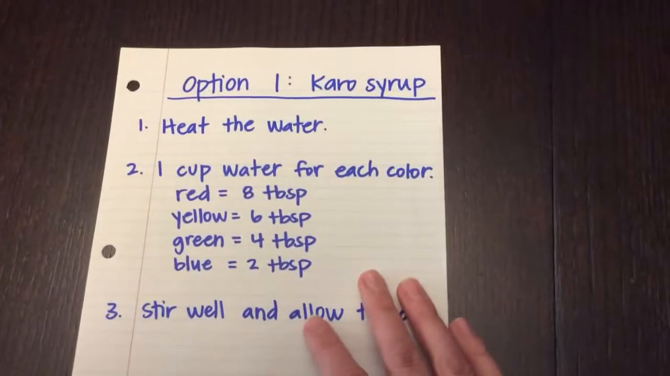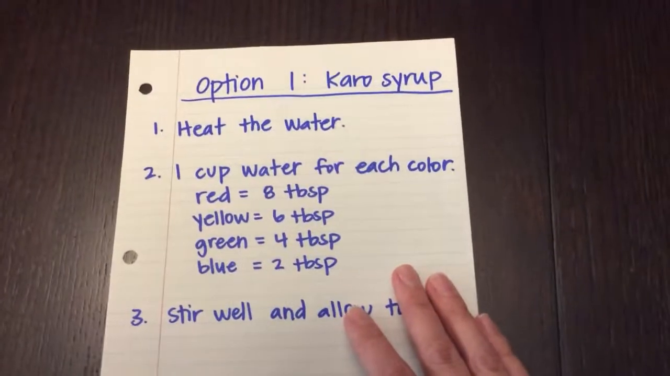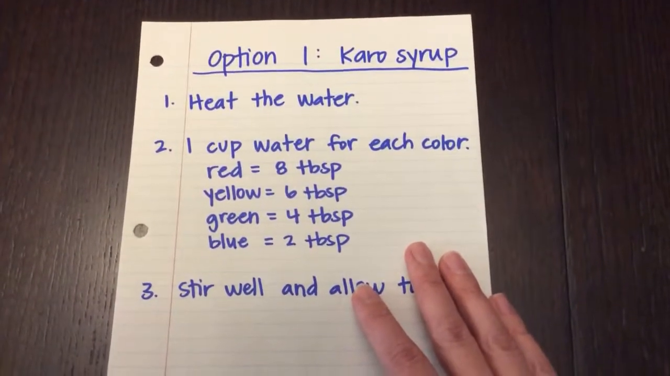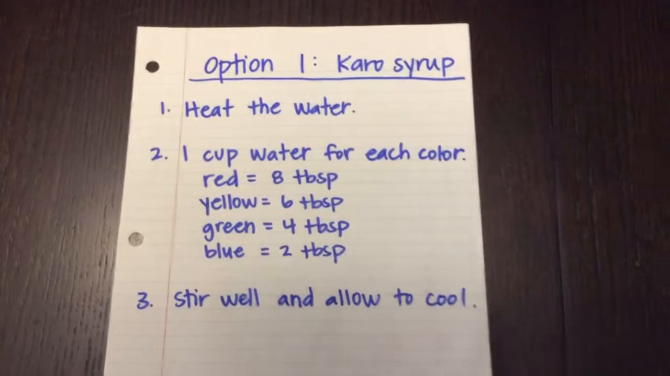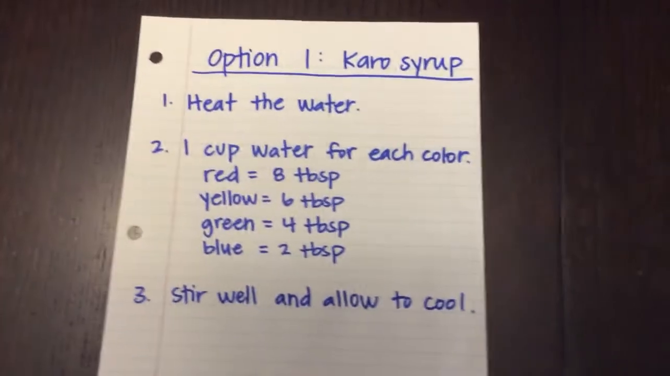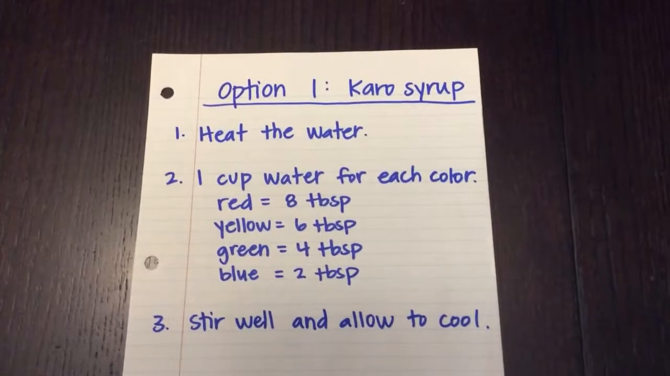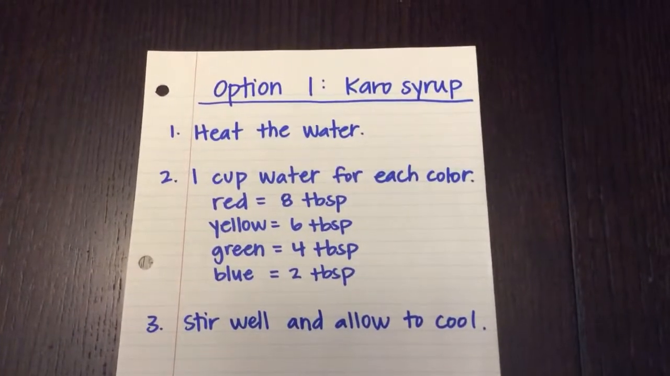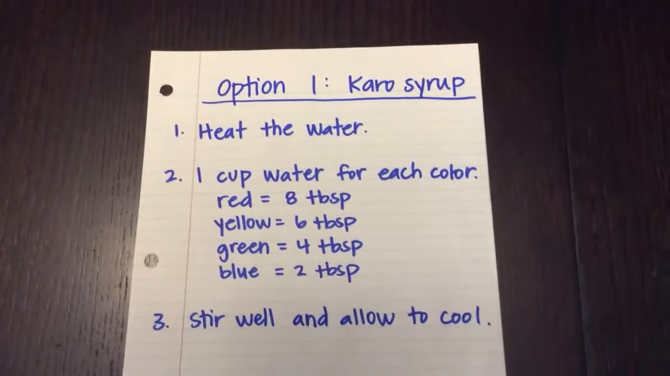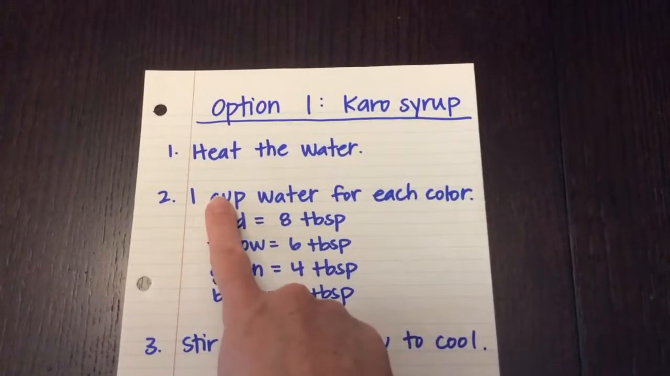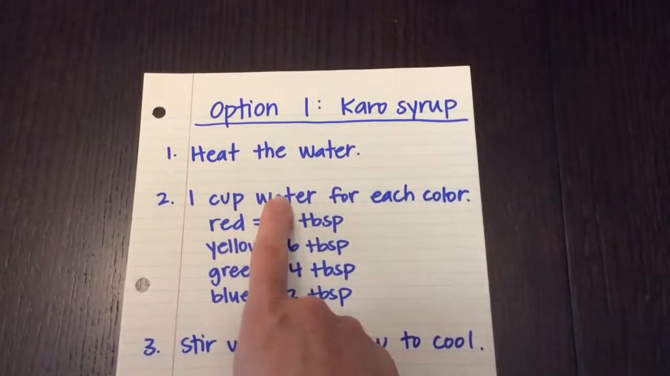So option one is with Karo syrup, or actually you could just use sugar too, plain old granular sugar, but it's easier to get Karo syrup to dissolve. So the first thing you want to do is heat your water, because the sugar dissolves quickly in warm water. It'll dissolve in cold water, it'll just take longer. And then you dispense out 1 cup of water for each color.